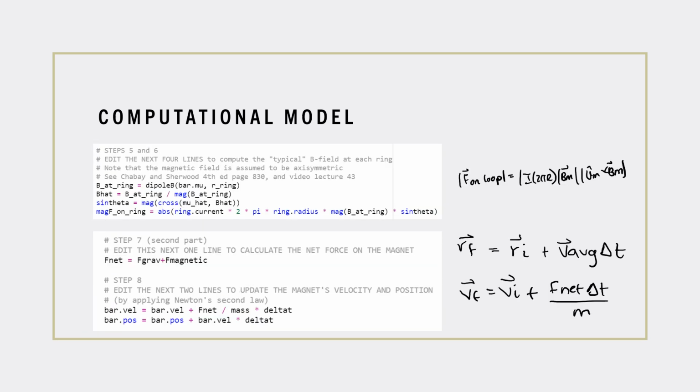Moving on with our computational model, with the help of video lecture 43, we were able to edit the following lines and obtain the magnetic force on the ring. We were also able to obtain the net force on the magnet by adding the force due to gravity and the force of the magnetic field due to the ring around the magnet. And then we used the concepts of physics 1 for our final velocity and the position of our bar magnet.